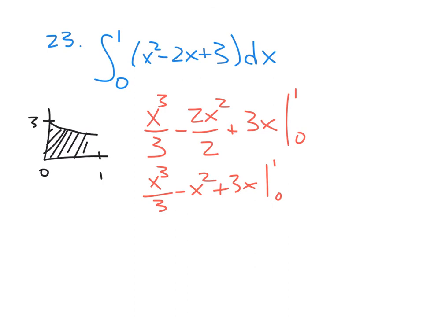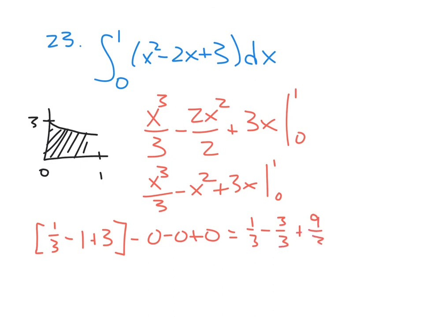Again, we're going to take the furthest right endpoint and evaluate it first. So we have 1/3 minus 1 plus 3. We're going to take away 0 minus 0 plus 0. So then what we're saying is that it's 1/3 minus 3 over 3 plus 9 over 3, which is 7/3.